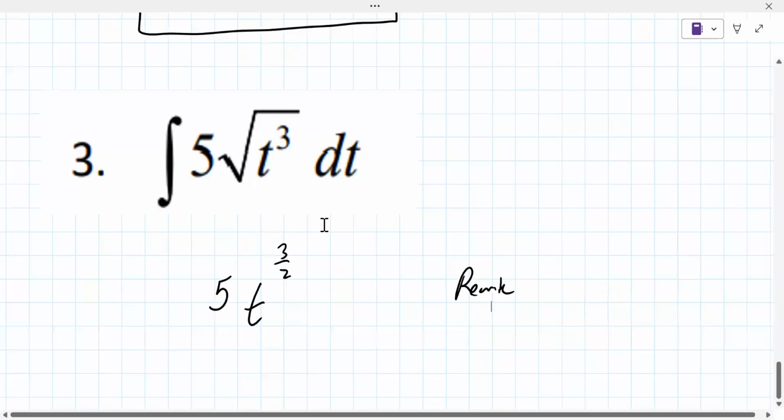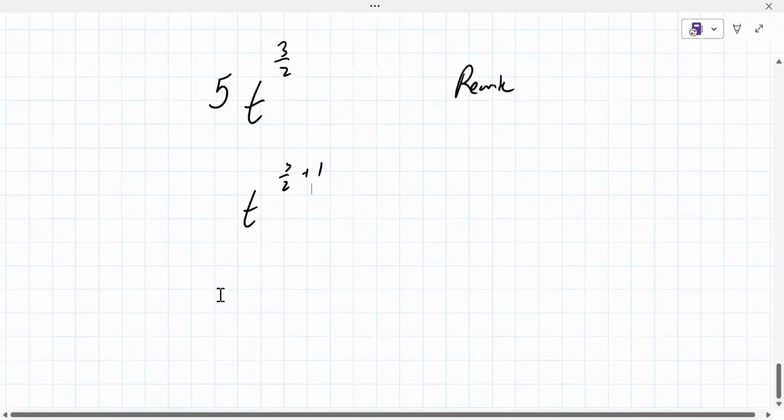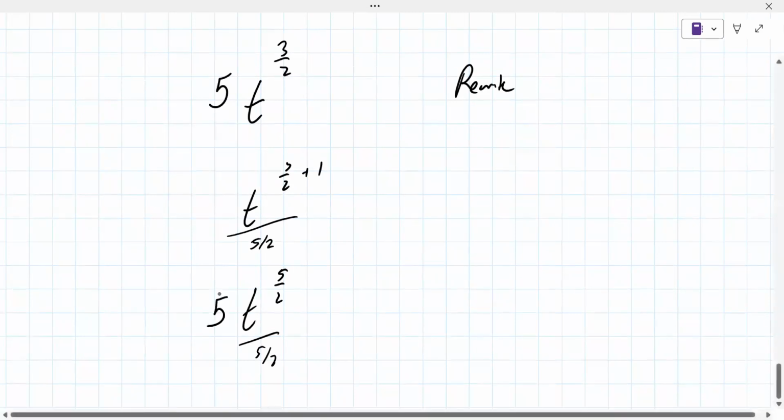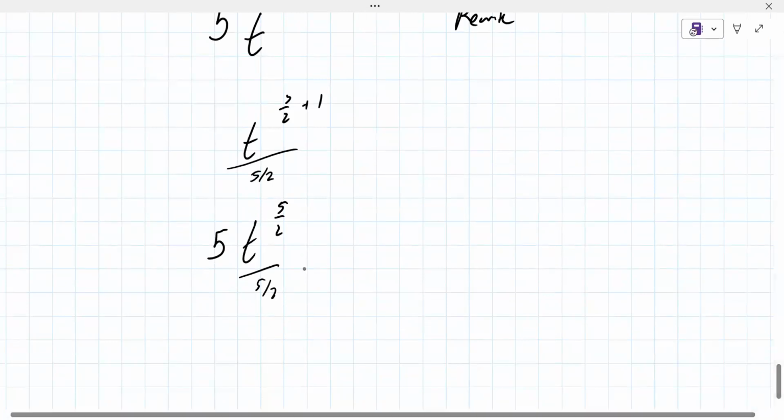Now it's the same thing you've been doing. You add 1 to the exponent. So the faster you can add 1 to the exponent, like, oh yeah, that's t to the 5 halves, that's better. And then you divide by the new exponent. So the faster you can do that, the better, because then you're going to have less to write. You're multiplying by the reciprocal.